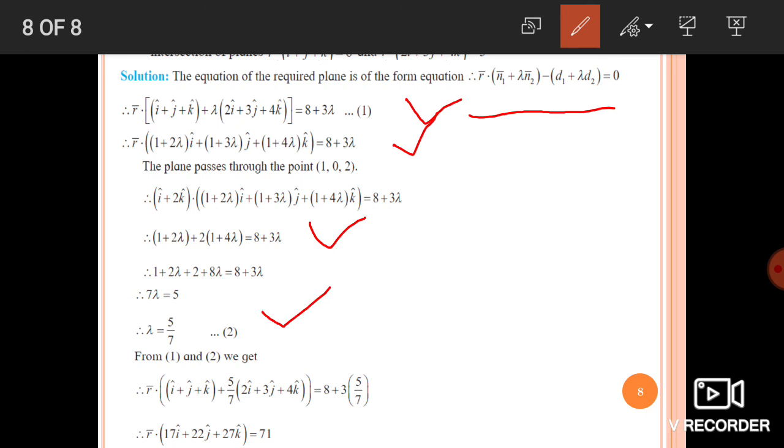By plugging in the value of lambda, we will get the general equation r bar dot 17i plus 22j plus 27k is equal to 71. This is the final answer.